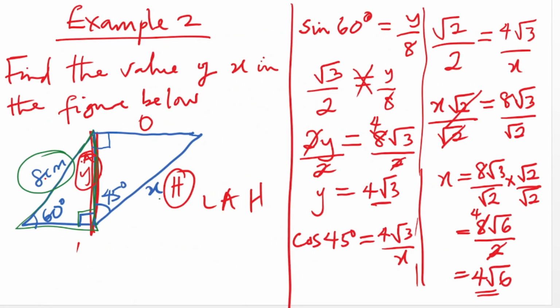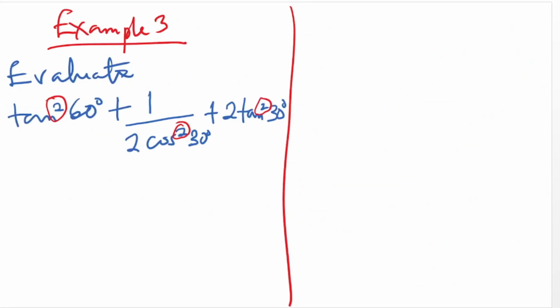Example 3, all right. What we're going to do is, what is tan 60 degrees? Tan 60 degrees is root 3. So we're going to square it, because the tan is squared. So tan 60 is root 3. Sorry, let me write this first.